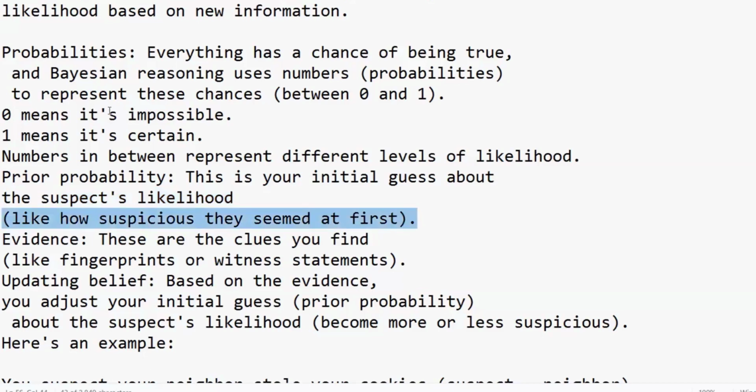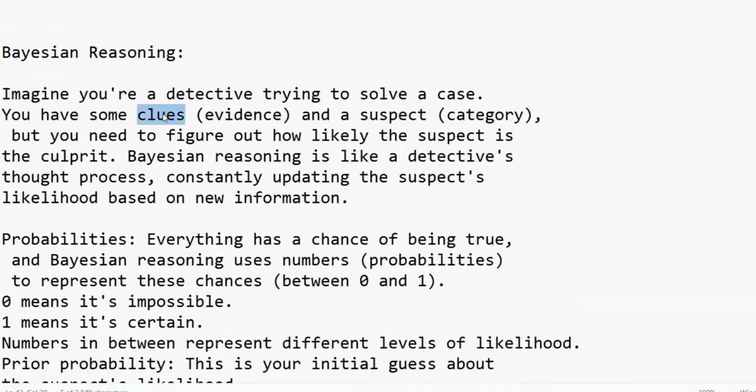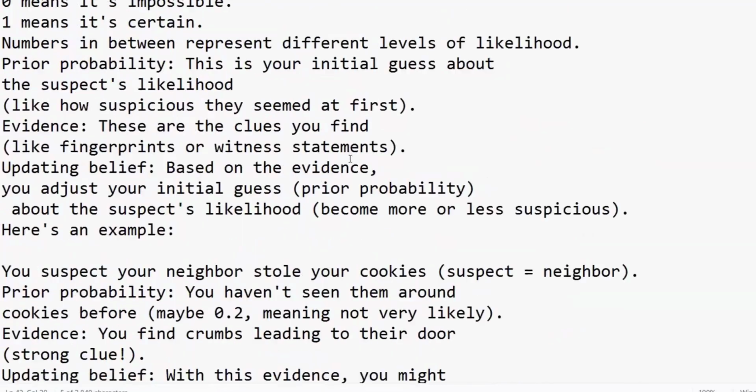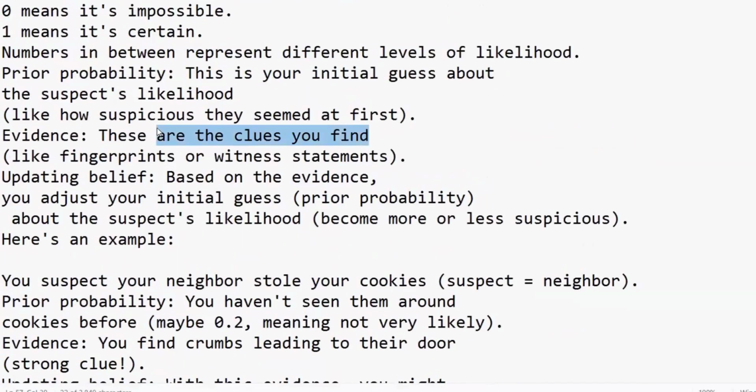Now we'll take an evidence. Evidence is what we call clues. So here we are taking evidence. These are the clues you may find. Let's say fingerprints you have got. So updating: based on evidence you adjust your initial guess, the prior probability. So we now got the fingerprints. Based on the fingerprints, now we are adjusting the final deduction.